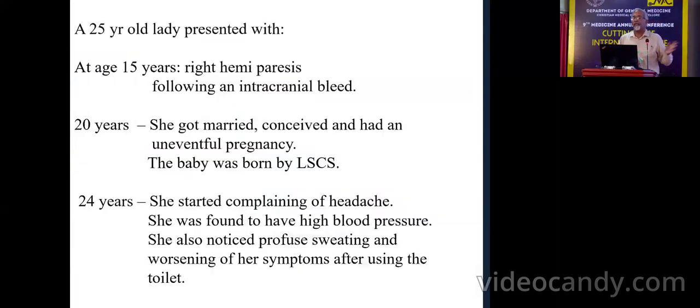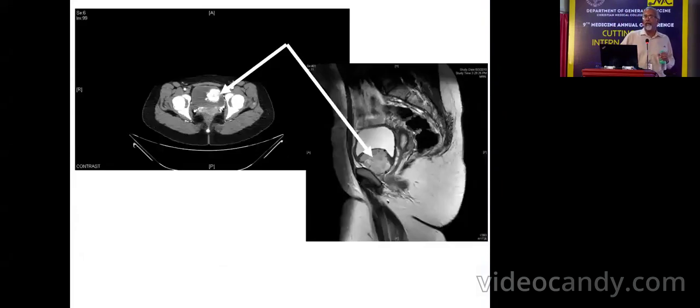A 25-year-old lady, history of hemiparesis after an intracranial bleed, married, conceived, had a baby which was born by LSCS, started complaining of headache, found to have high blood pressure and profuse sweating, and worsening of her symptoms after using the toilet. This is an age-old case, which I remember seeing with Dr. Sheshadri almost 25 years ago. Interestingly, my hair has become gray and he stays evergreen thereafter.